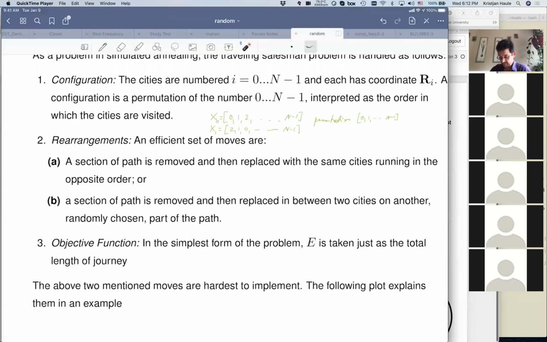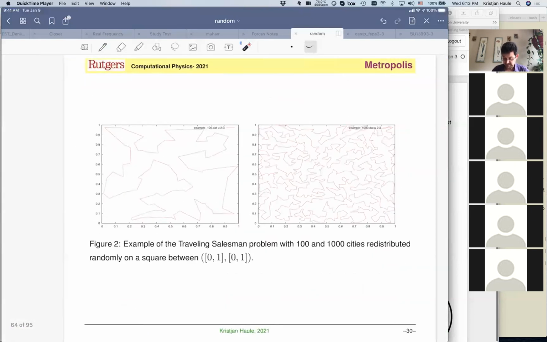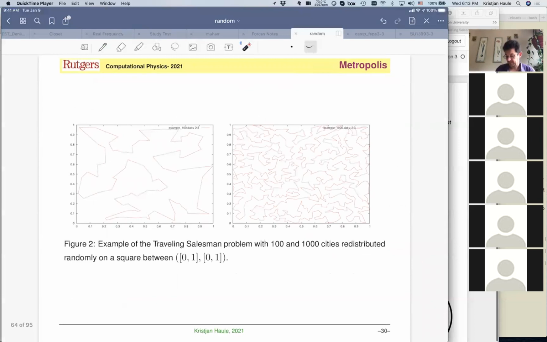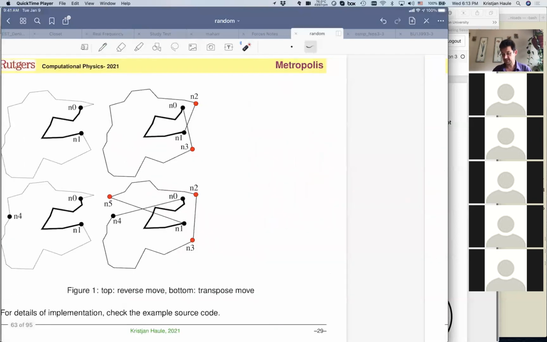Okay, so once you understand the moves, so these are the two moves, then the objective function, in the simplest form of the problem, energy is just taken as the total length of the journey. So this is kind of obvious. So our objective function to minimize is the total length of the journey. So the above-mentioned moves are hardest to implement. The following plot explains them in the example. So yeah, basically these are the moves explained here in the example. And here we have an example of calculations.